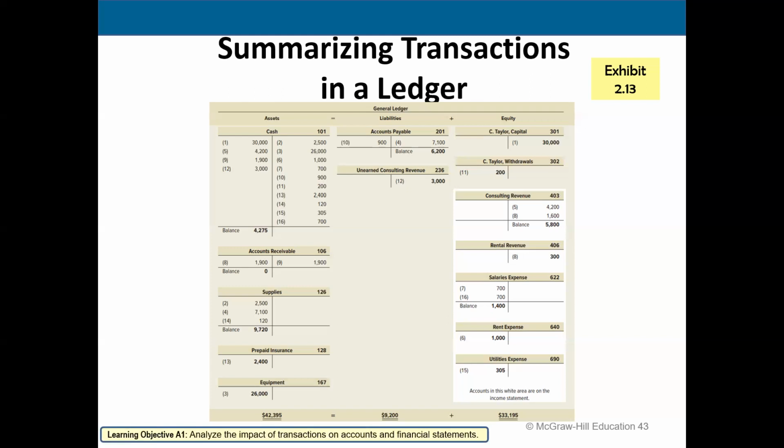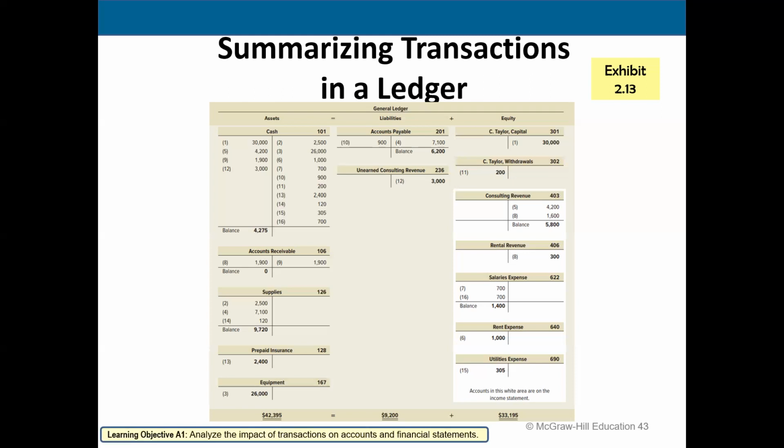And then those accounts that decrease our equity, so the owner withdrawals and expenses, we would expect those to have a normal balance on the debit side, because that's the side that increases those accounts. And in fact, we see that. So the owner withdrawal, C. Taylor withdrawals, has a debit balance of 200. Salaries expense has a debit balance of 1,400. Rent expense has a debit balance of 1,000. And utilities expense has a debit balance of 305.